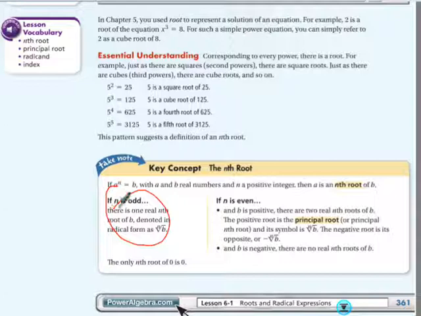When it's an odd root, we did it with cubes, but you can do it with 5th, 7th, 9th, any of that. There's going to be one answer. When it's even, there's going to be 2.